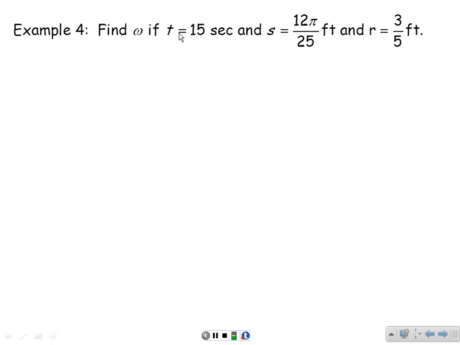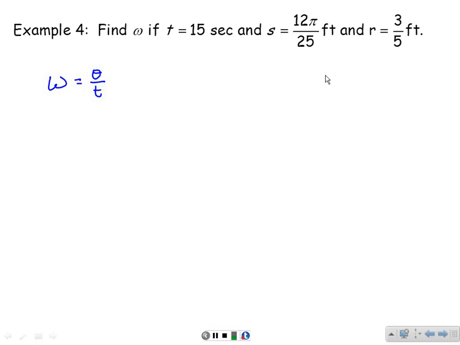Okay, so here, look at this, where it says find omega if t is equal to 15 seconds, s, your arc length, is equal to 12 pi over 25 feet, and your radius of your circle is 3/5 feet. So we have the same units here, feet. That's good because we've got to have those same units. But we can't necessarily go straight to omega is equal to theta over time, and the reason being is because we don't have theta.